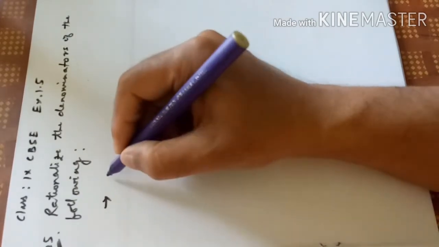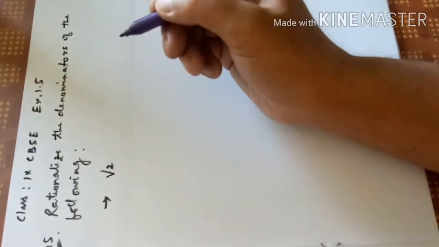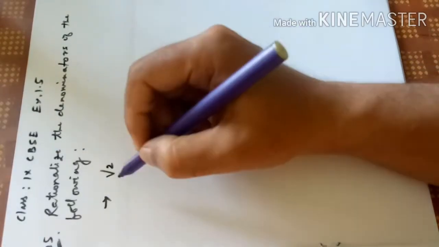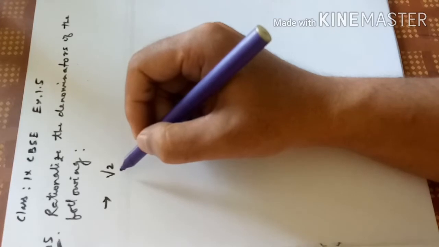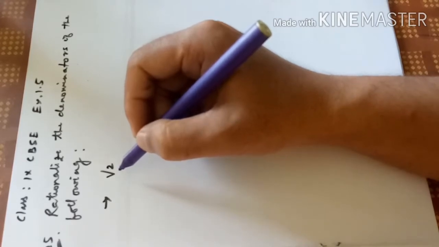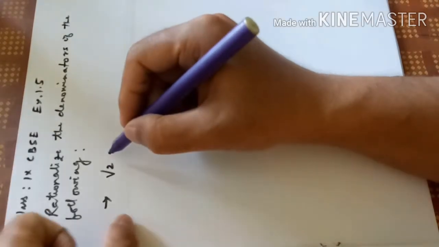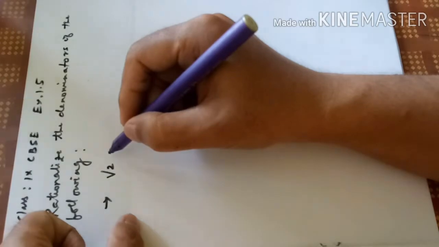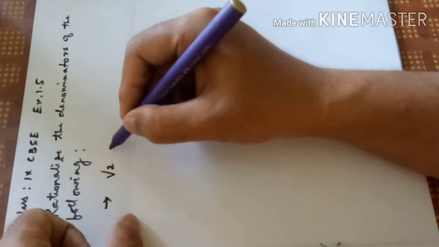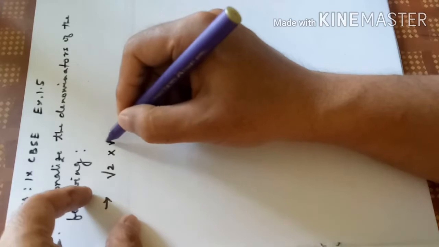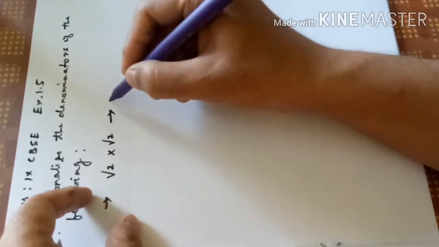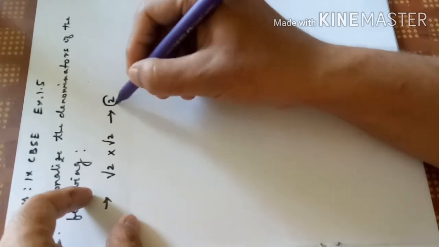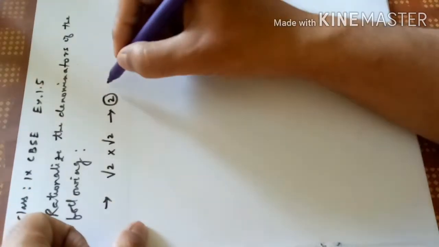So let us see here now. I give one number, root 2. Root 2 is an irrational number. If I want to make it rational, what to do? We should multiply by some number. Let us see, I multiply by root 2. If I multiply by root 2, what answer will come? Root 2 into root 2, the answer will be 2. So now tell me, is 2 a rational number or not? Yes, this is a rational number.